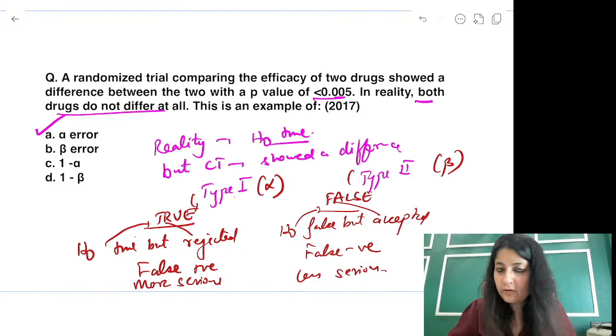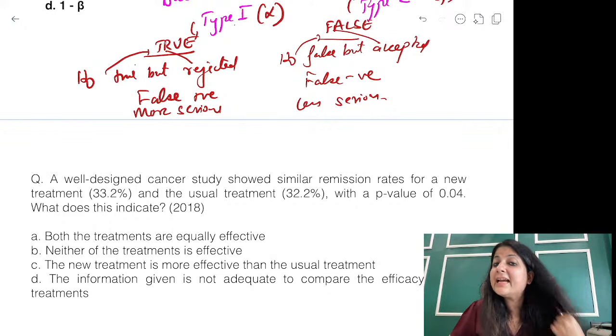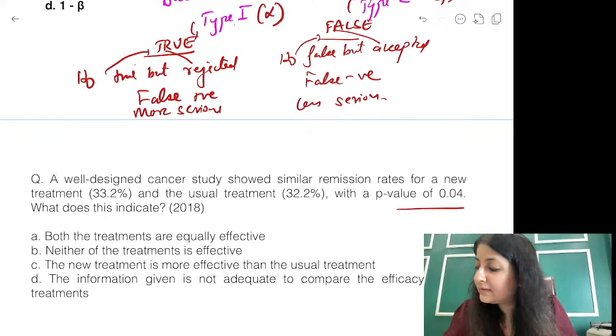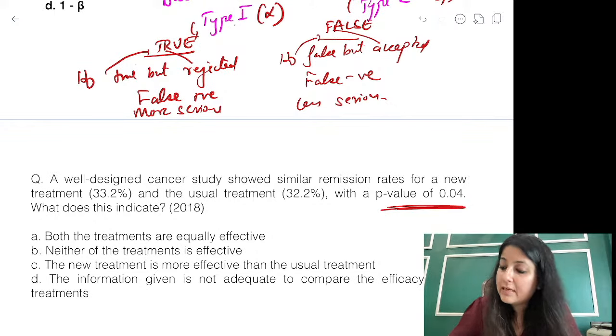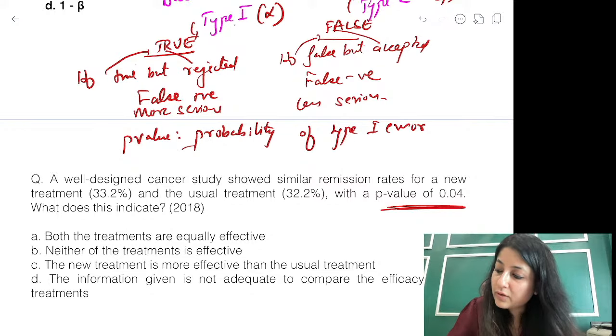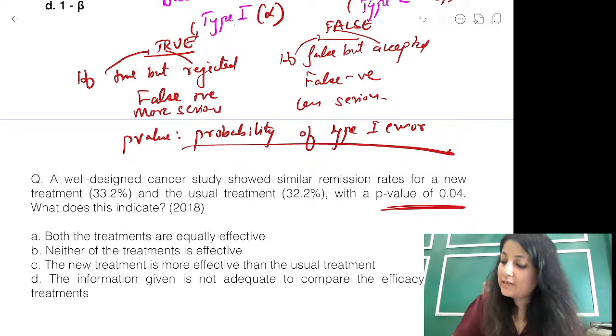Okay. Last question of the day. A well-designed cancer study showed similar remission rates for a new treatment and the usual treatment. What does P-value mean? P-value tells us the probability of type 1 error. What are the chances to commit a type 1 error? And what have we learned?